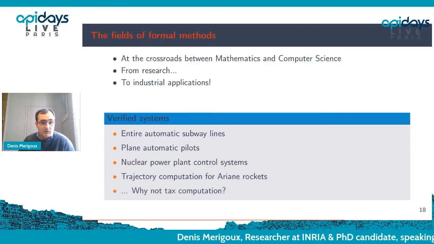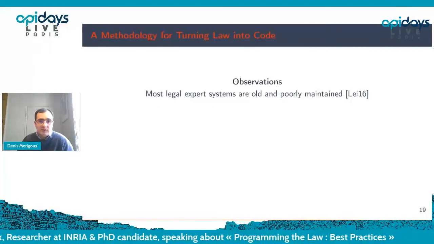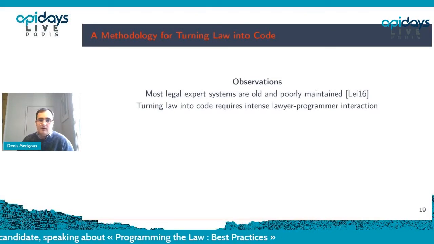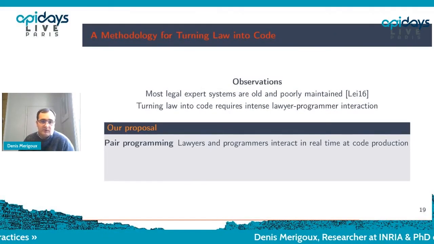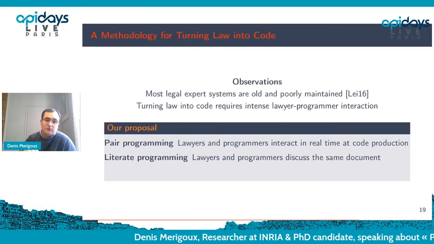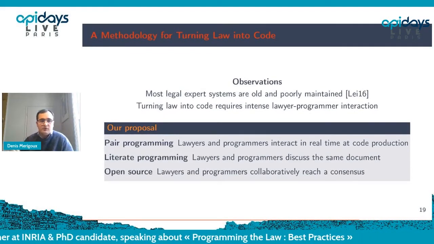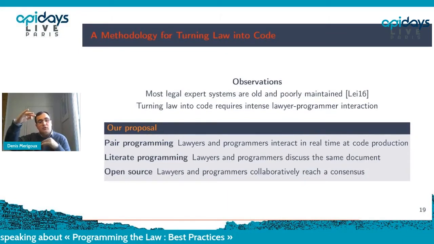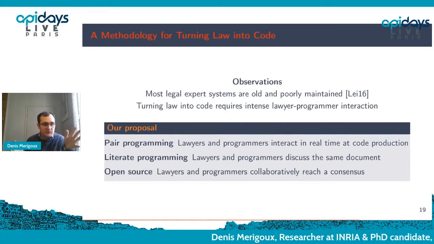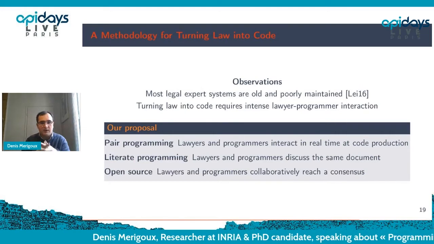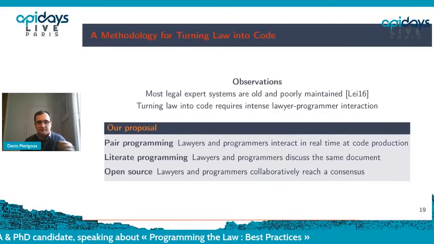But we can also apply the same techniques to tax computation, or code that's supposed to follow the law. And our observation is that most legal expert systems are old and poorly maintained. Turning law into code requires intense programmer-lawyer interaction, as I mentioned to you earlier. And our proposal, which is joint work with a lawyer, Liane Hutner at Paris 1, is to use the combination of pair programming, meaning that the lawyer and the programmer should interact together, and literate programming, which is that the code should follow the law very closely, so that you have one line of law, one line of code. And then the code should be open source, so that other people can see how you've encoded the law into code, and can suggest improvements or other different interpretations.